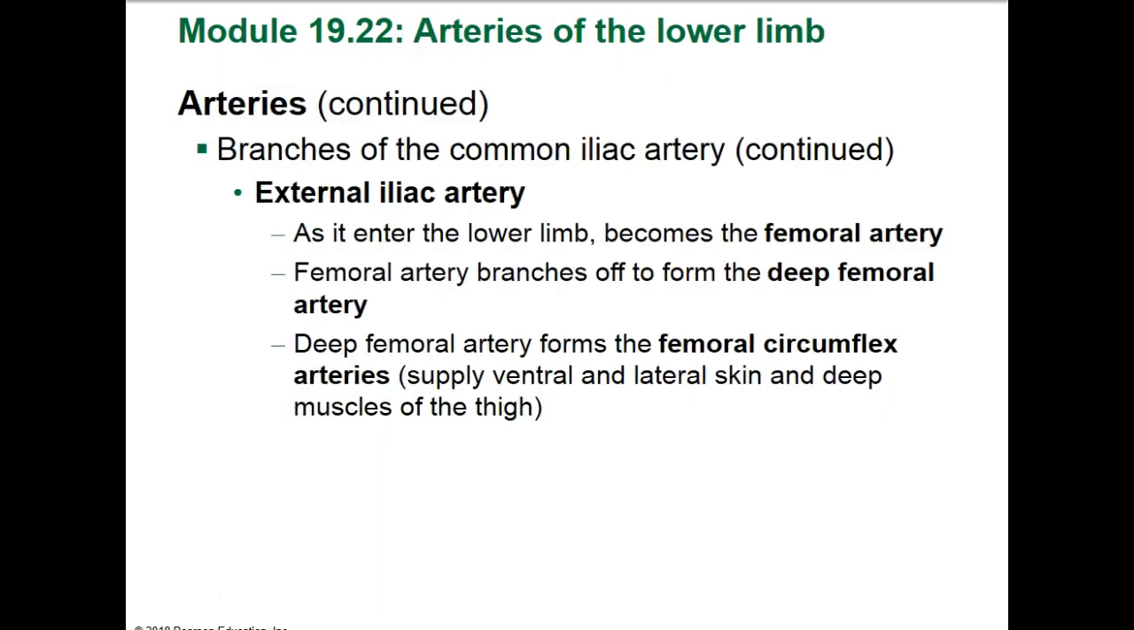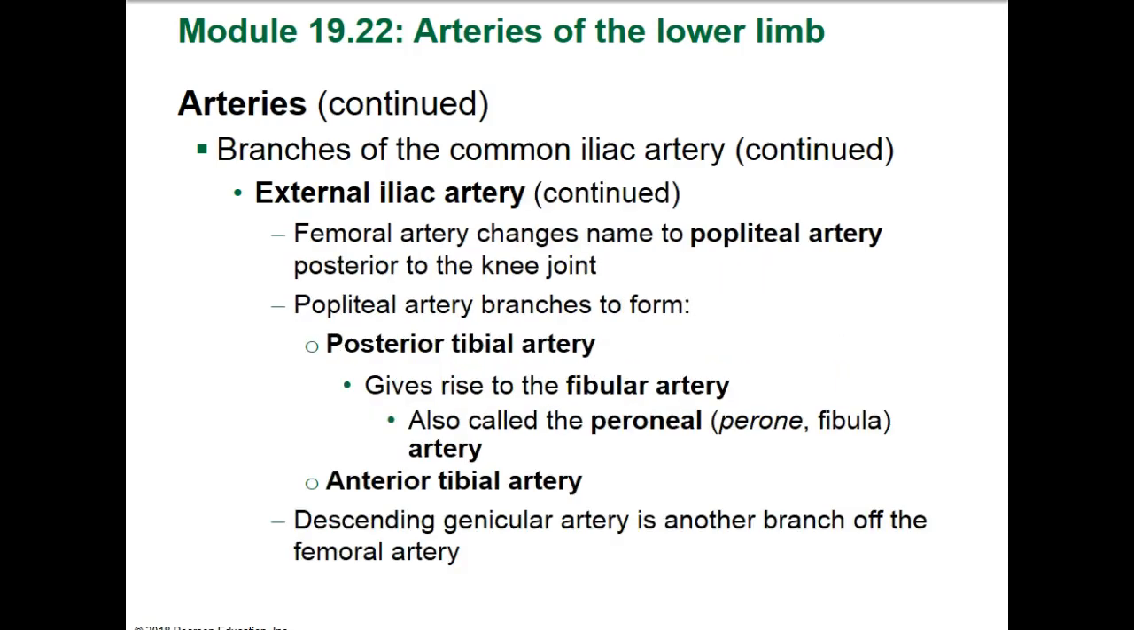The external iliac artery, when it goes into the lower limb, becomes the femoral artery. The femoral artery then branches off to form the deep femoral artery, and the deep femoral artery forms the femoral circumflex arteries, which supply the ventral and lateral skin and the deep muscles of the thigh. The femoral artery changes its name to the popliteal artery, posterior to the knee joint.